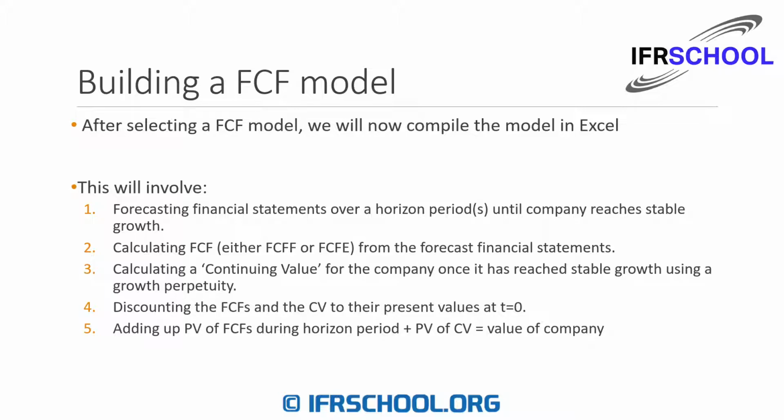Once a company has reached a steady state, we can use a perpetuity to value the continuing value for the company. The continuing value is the value of the stream of free cash flows from the point in time that the company has reached a steady state onwards. We then discount the free cash flows and the continuing value to their present values at the beginning of the investment period. Finally, we add up the present value of the free cash flows and the present value of the continuing value to arrive at an overall valuation for the company.